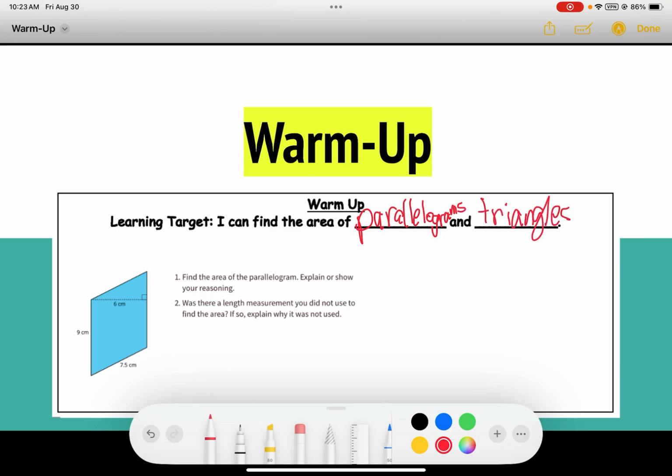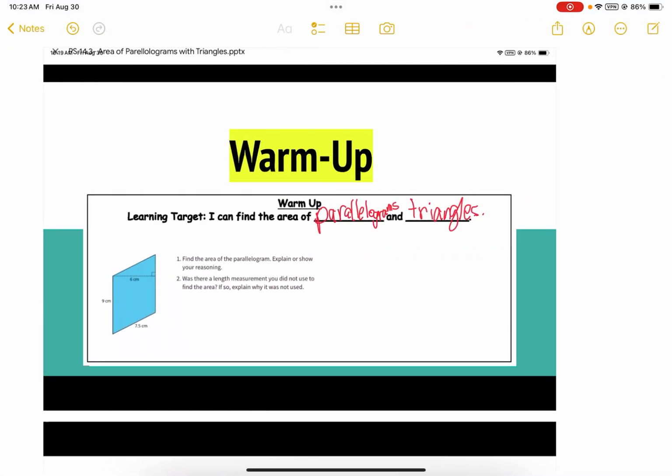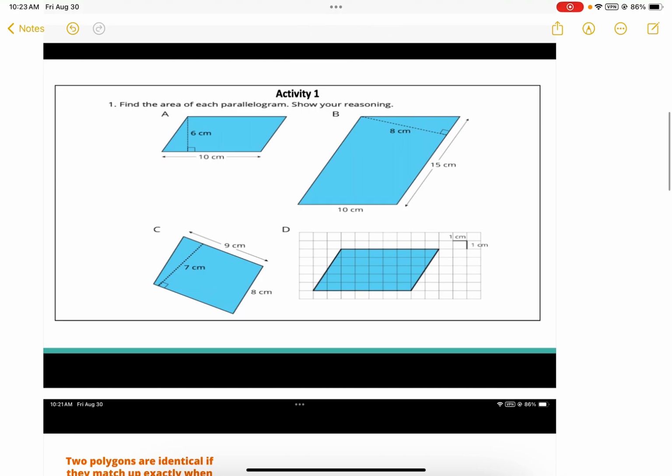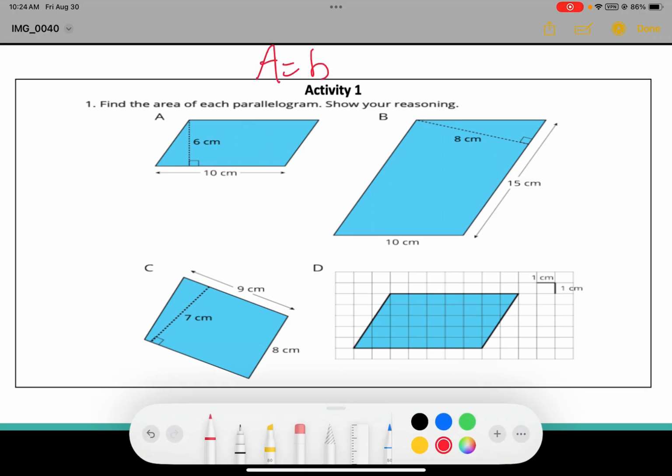Okay, so warm-up was done as a class, so move on to activity number 1. So activity number 1, we have 4 parallelograms and we're going to try to find the area of them. So we know the area of a parallelogram, area equals base times height. And remember, the base and the height of a parallelogram need to form a right angle. And then we can find the area of it.